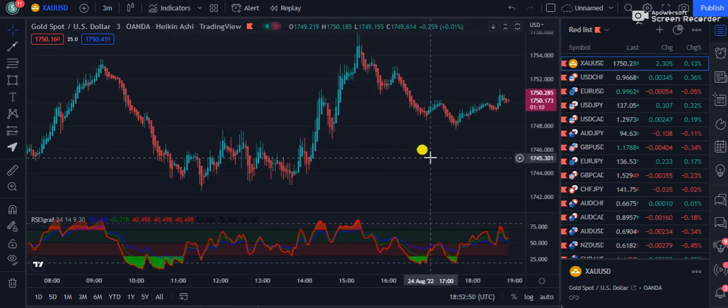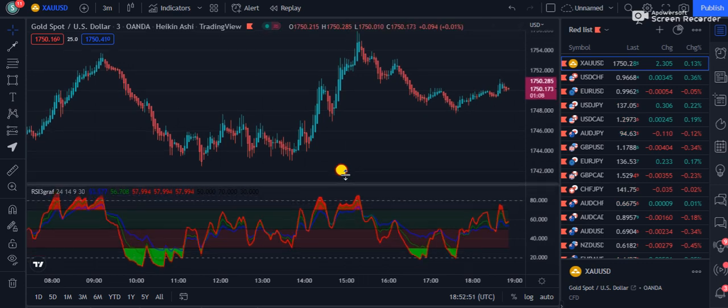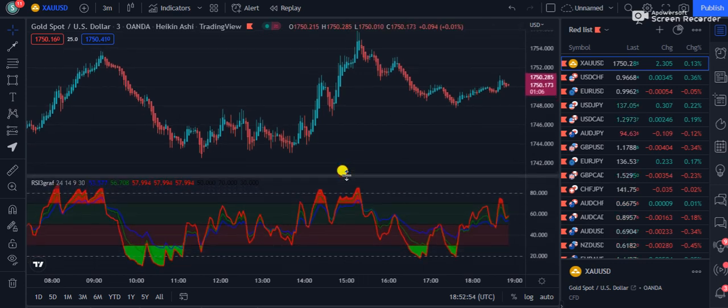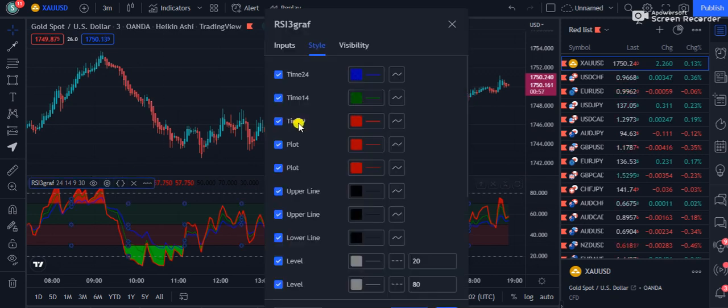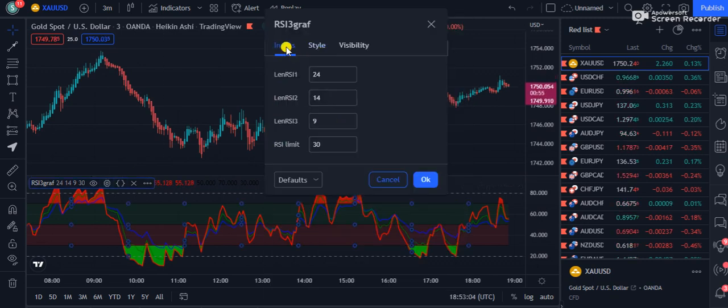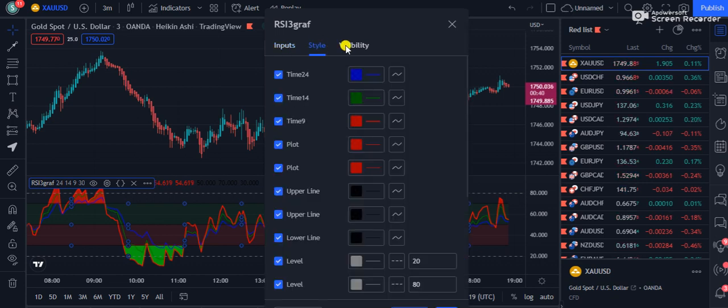Now you can see that I have attached the indicator on my screen, but this is not enough, because we want some big and interesting changes in this indicator. So I'm going into the settings of this indicator. Inside the input, you can see these are the default lengths. If your version has different lengths, then you can set them to 24, 14, 9, and 30. However, these are the defaults on my side, and they are working very nicely, right?